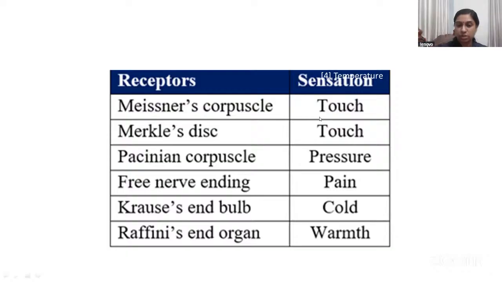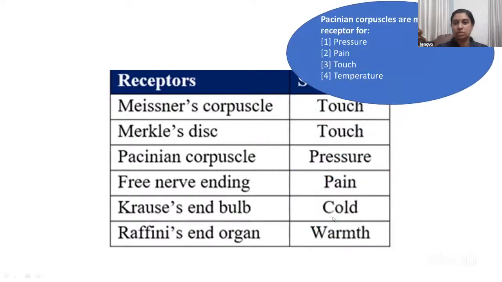Meissner's corpuscles for touch, Merkel's disc for touch, and Pacinian for pressure, P for P, and free nerve endings. Pain do not have any particular receptors, but free nerve endings usually carry the pain. That's also frequently asked question. And Krause end bulb for cold sensation, and Ruffini's end organ for warm sensation. Krause for cold, make this C K, and you will remember. Okay, Krause end bulb for cold. So this is another question. Pacinian corpuscles are major receptor for what? Pressure. Okay.